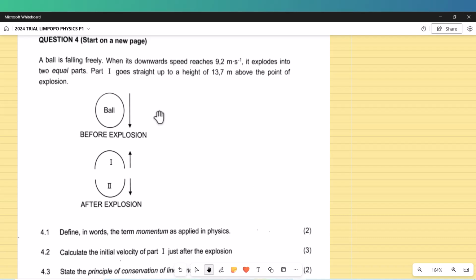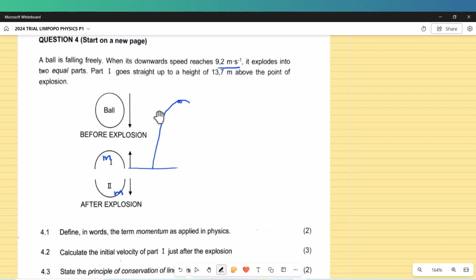A ball is falling freely, so it's a projectile. When its downward speed reaches this value, it explodes into 2 equal parts. If this is part 1, we put the mass m, and part 2 is also mass m. It said that part 1 goes straight up to a height of 13.7 meters above the point of explosion.